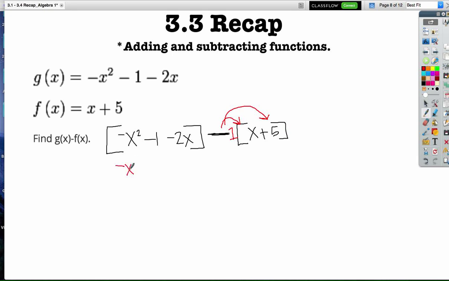So what we've got now that we have distributed the negative as a -1 times x would give us negative x or minus x. -1 times a positive 5 is going to give us a -5 here. And so combining like terms, I have a negative x squared. Then we have a negative 2x minus x, which gives us a negative 3x. And then we have a -1 minus 5, which gives us -6, and we can go no further because there are no more like terms, and I cannot solve for any of these variables.